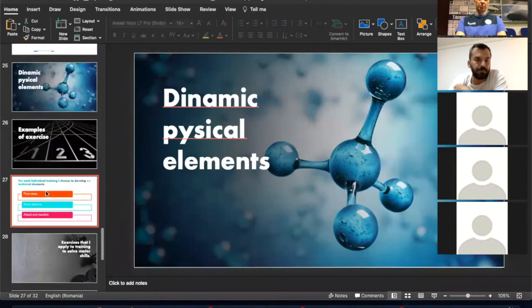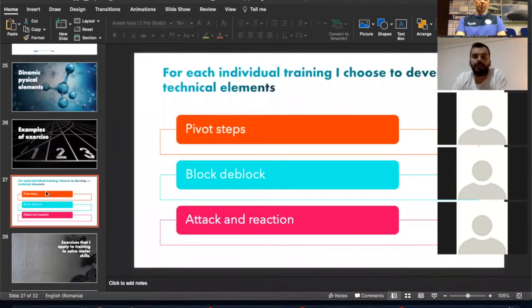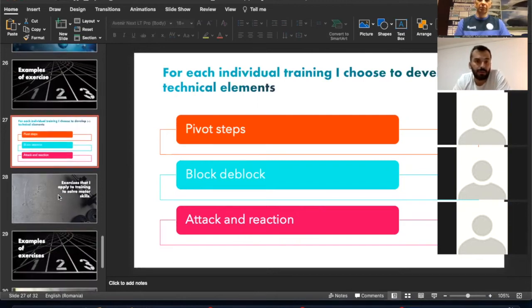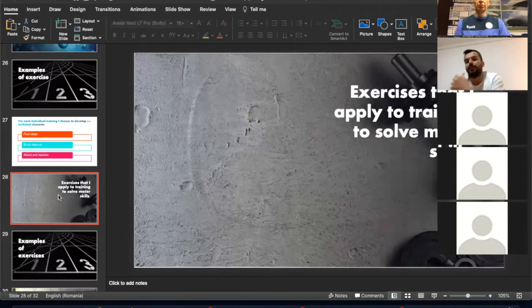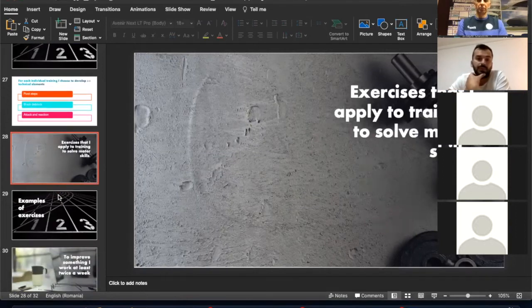And when I do individual training for the pivot, for example, I use 2-3 themes to develop some exercises during one training, and I put, for example, pivot steps, block, attack, and reaction. And here are exercises that I apply in training to solve motor skills. And I have some examples that I do.